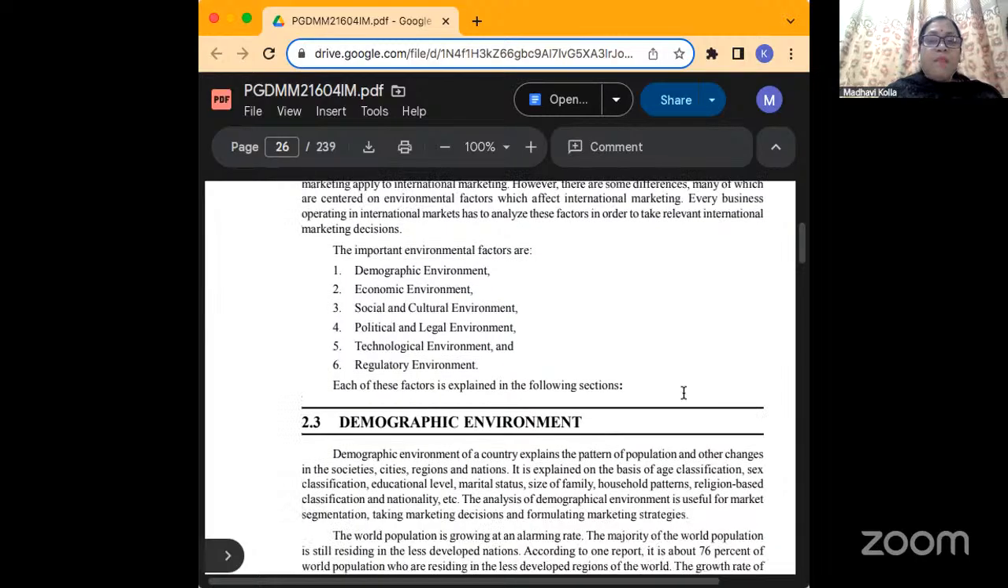So, what are the important environmental factors that we'll be discussing primarily today? First and foremost is the demographic environment, then the economic, social and cultural, political and legal, technological, and finally the regulatory or law or legal factors.